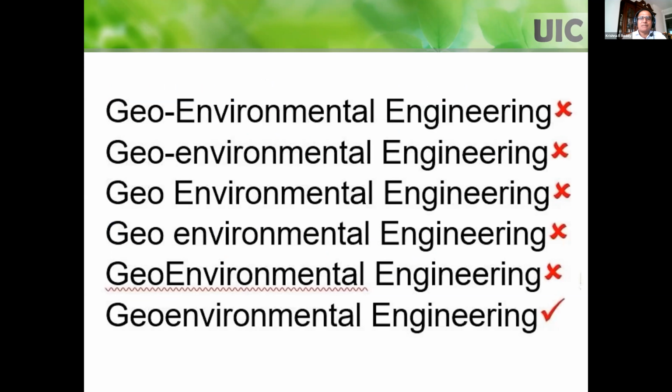I always find people writing geoenvironmental engineering in different ways, so I try to publicize as much as I can the right way to write it. People write it this way, this way, this way. These are all the wrong ways. The last one is the right way. Geoenvironmental is one word without any hyphens or capital letters. So I hope after taking this course you don't make a mistake of writing geoenvironmental engineering incorrectly.